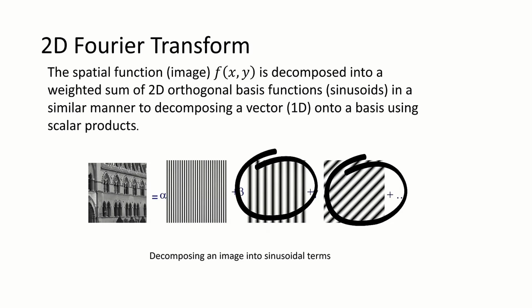Basically, our image is decomposed into a weighted sum of 2D orthogonal basis functions, which in our case are sinusoids. But this definition is valid for any transformation. We could talk about wavelets. So the question is, what is the difference between the Fourier domain and the wavelet domain, or the Fourier transform and the wavelet transform? It seems a bit difficult to understand, but it's not. If you see this definition, you will get everything. Any time-domain or spatial function is decomposed into a weighted sum of 2D orthogonal basis functions, in a manner similar to 1D.